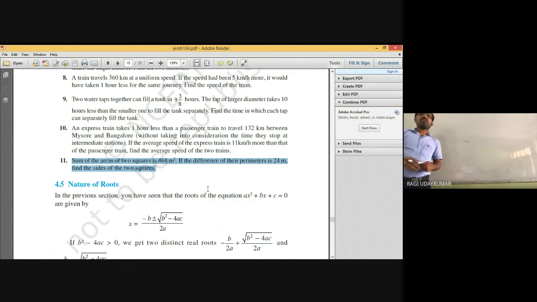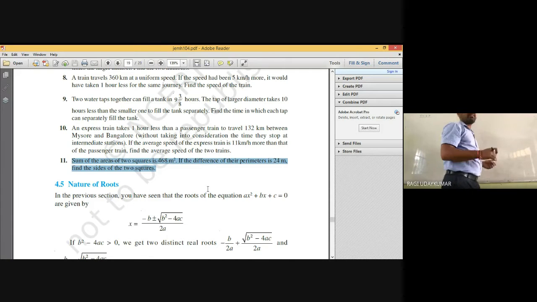So here, the sum of the areas of the two squares is 468. The difference between the perimeters is 24. Two variables can be considered, but one variable should be replaced by the other variable, so that a quadratic equation will be formed.